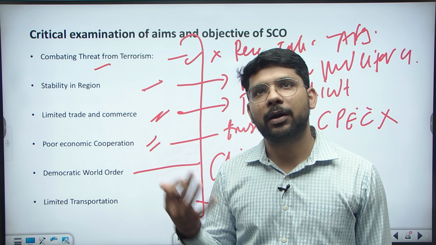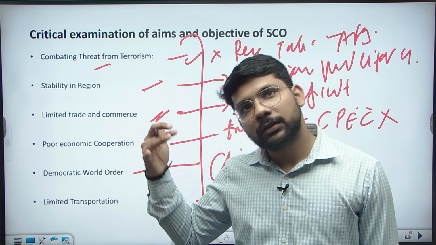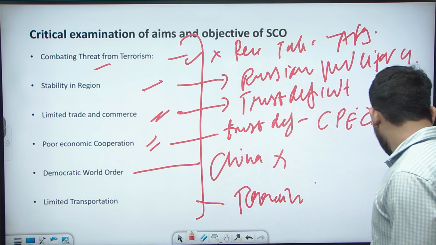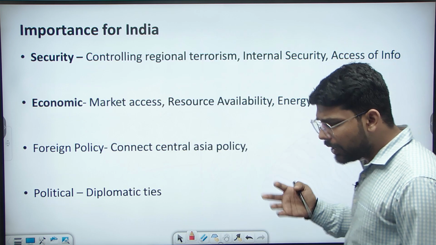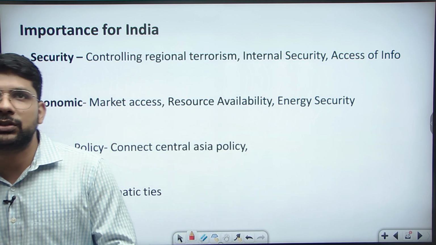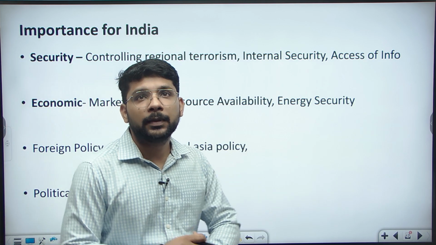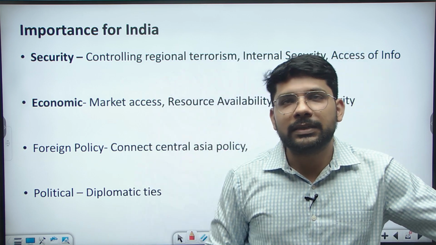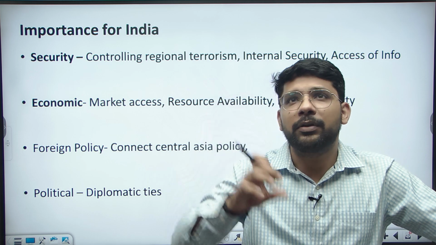You need to write about these examples under each point. Now, how is India fulfilling its objectives? How is it important for India? How is the Shanghai Cooperation Organization important for India? Security region: we discussed the RATS, the Regional Anti-Terrorist Structure.